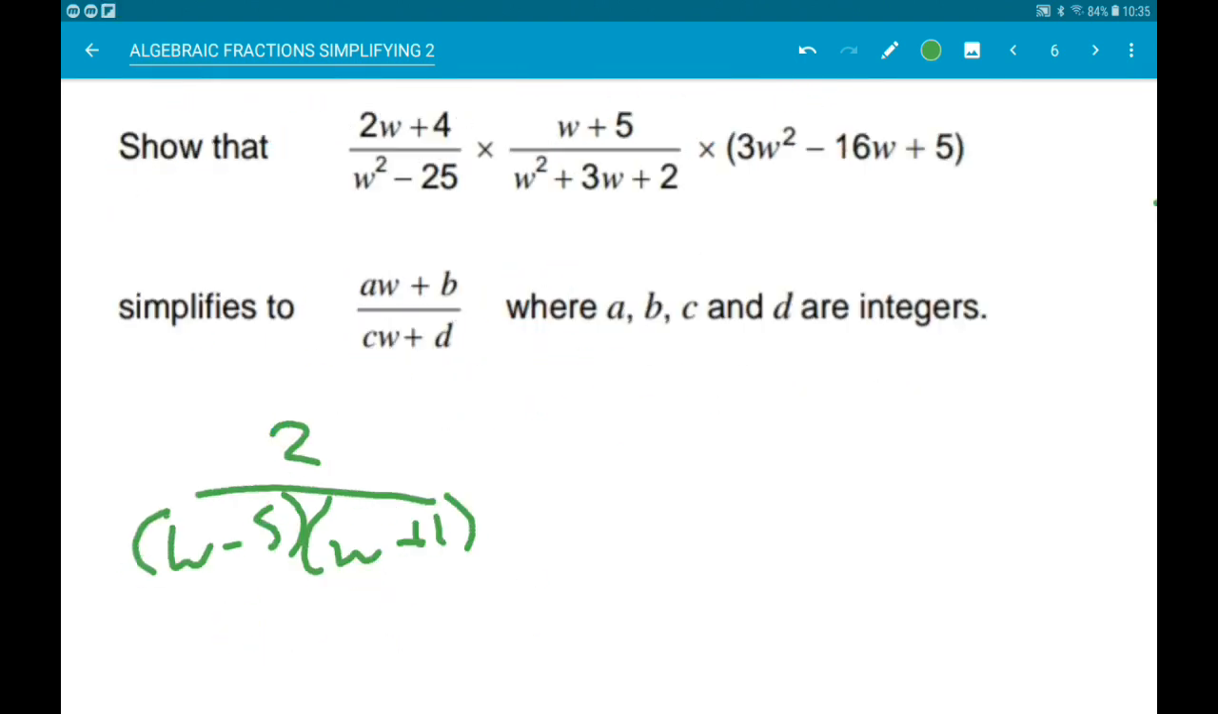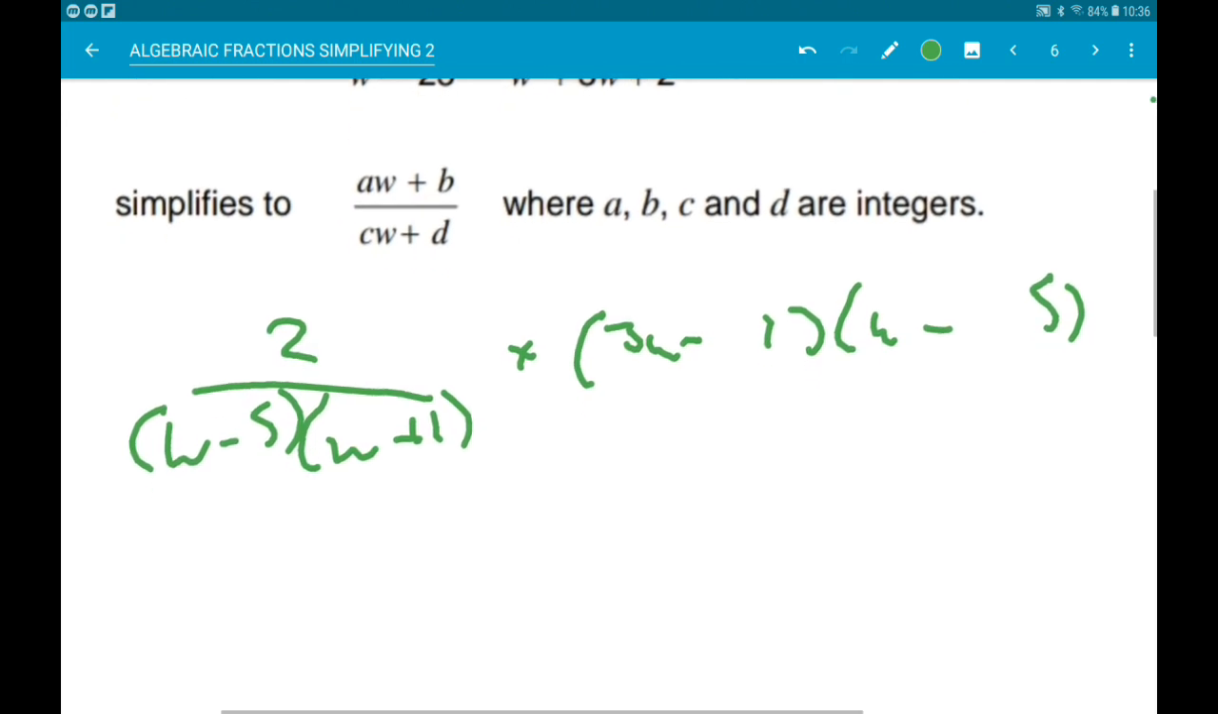So now we want to multiply the fraction by the quadratic. So we're going to factorise the quadratic. So to get the 3w squared, we're going to need a 3w and a w. Now there's a negative number in the middle, but a positive number at the end. That means both numbers are negative. Now to get the minus 16w, we're going to need a minus 5 in there. So that's going to give us minus 15w, and then a minus 1 in there.